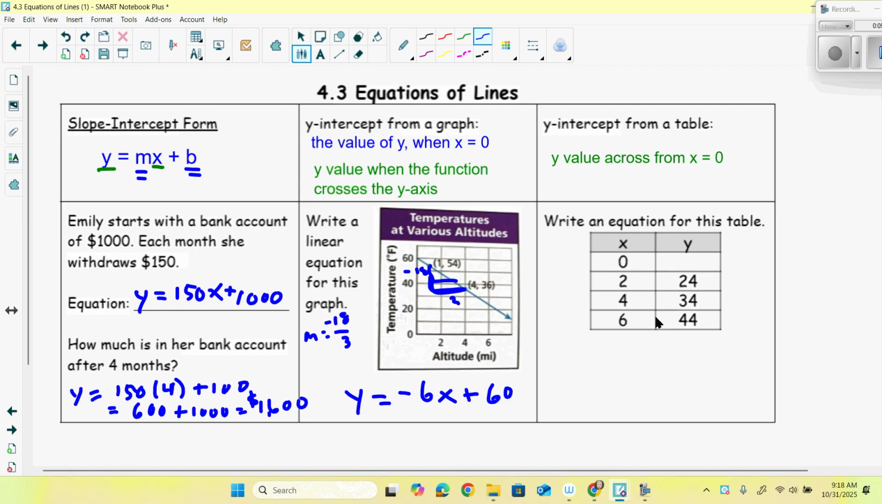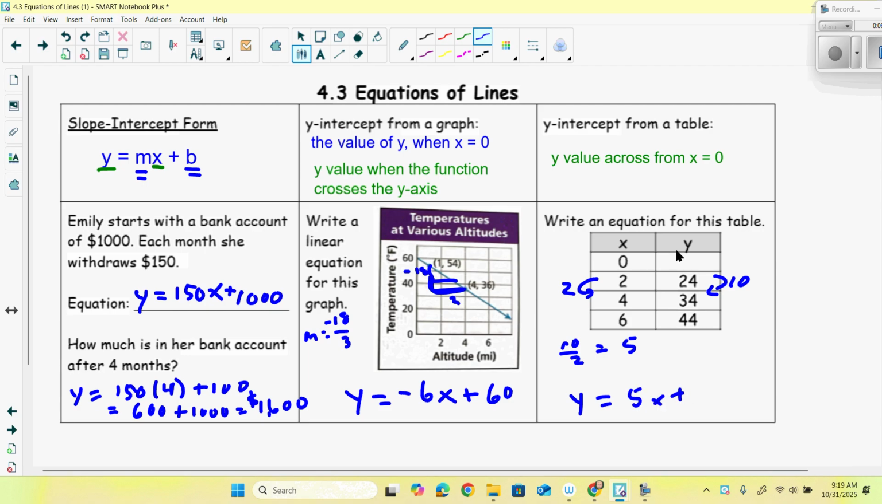Write an equation for this table. Okay, we have a constant change here of 2 and a constant change here of 10. So every 2 whatever x's are, I'm changing by 10 on the y. So my y depends on x by a factor of, in this case, 10 over 2, kind of a clumsy number. Let's simplify that. That means 5. So I have y equals 5x.